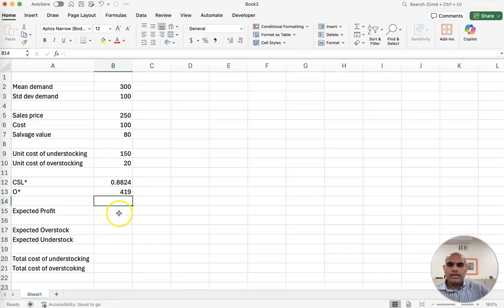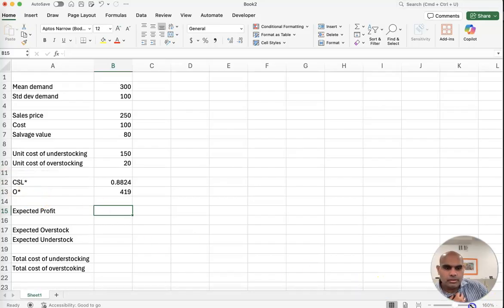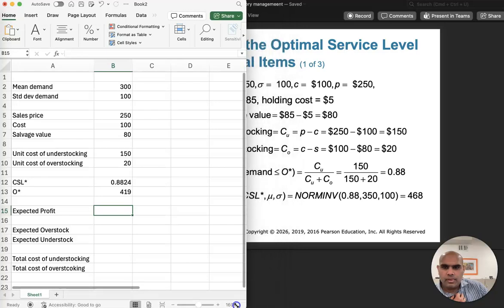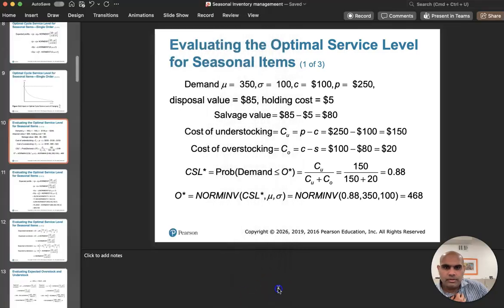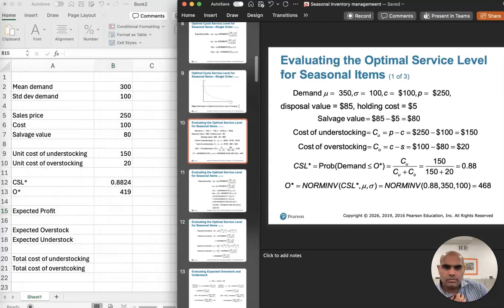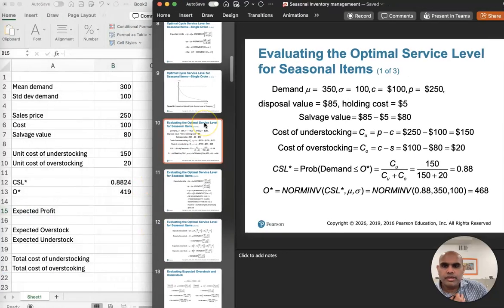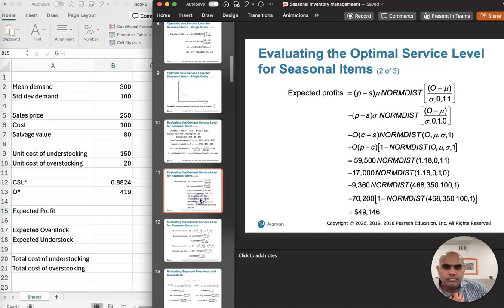With that, I can now calculate the expected profit, expected overstock and understock. But for that, I'll have to look at the formula, because the formula is pretty involved. So let's do that again. Let me move that over there. Let's begin with the expected profit first.